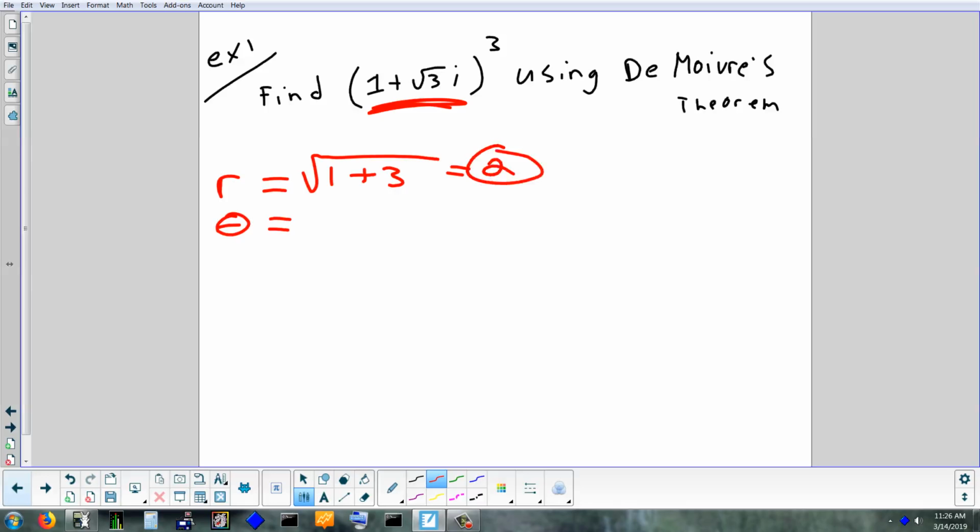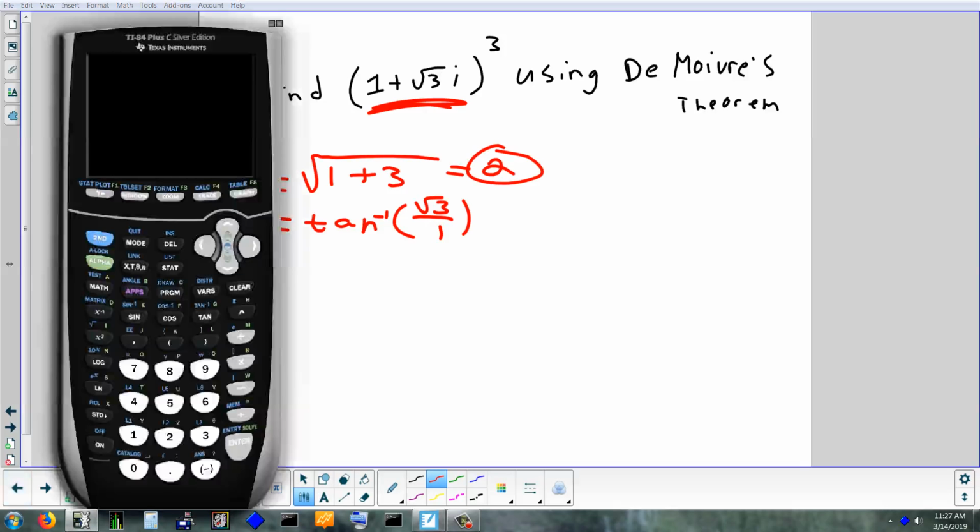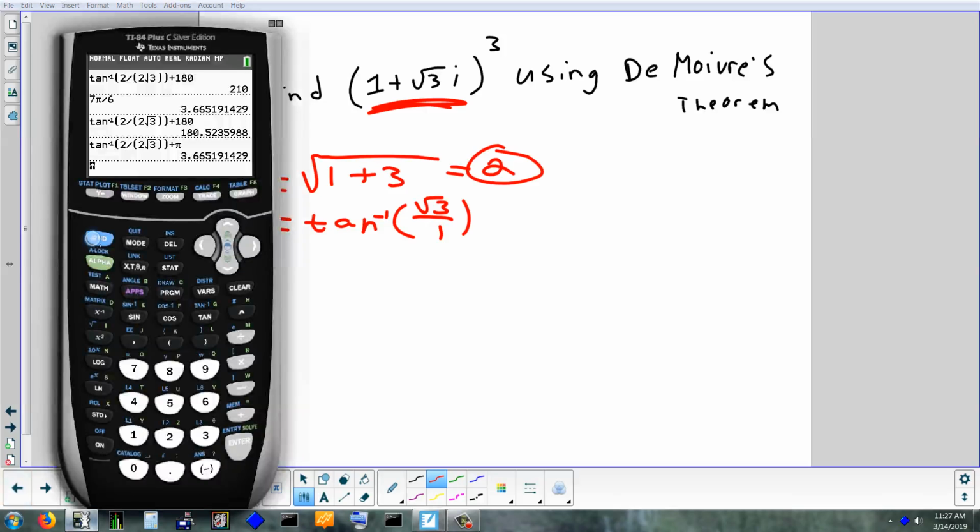Well, angle depends on the quadrant. Positive 1, positive root 3. What quadrant is it? 1. So the formula in quadrant 1 is what? Inverse tangent of y over x. Since x is 1, you don't really need to take that in. It's the inverse tangent of the square root of 3.